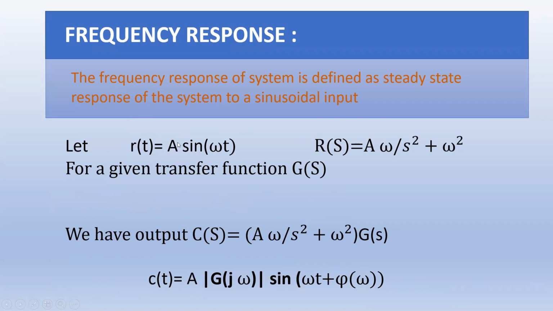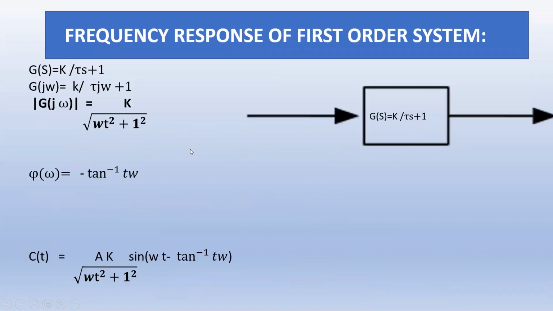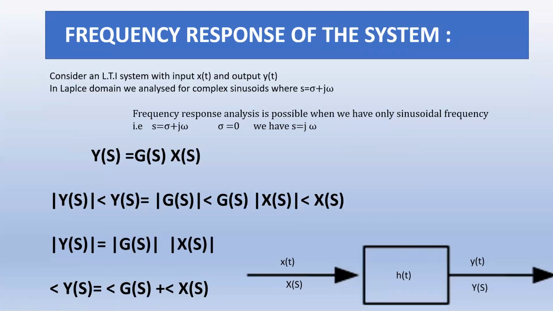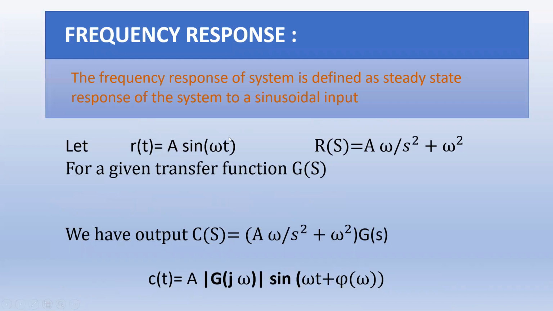So let us give the input as a sinusoidal term, which you can see over here, r of t equal to A into sine of omega t. If we give this input to this system, which has the transfer function G of s, we will be seeing how our output should vary.